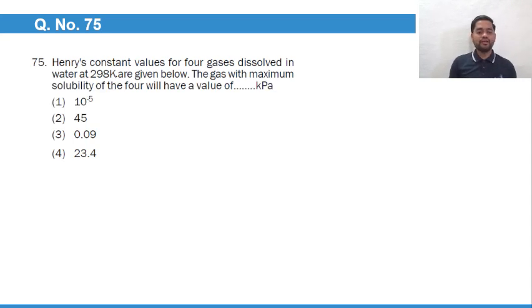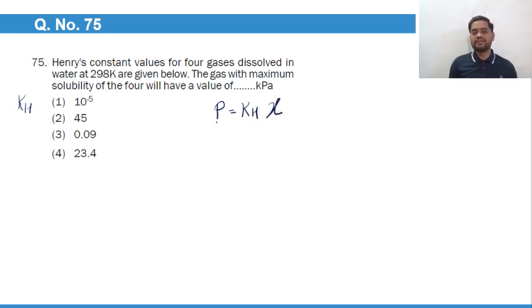75. Henry constant values for 4 gases dissolved in water at 298 Kelvin are given below. So these are the KH values. Gases with maximum solubility of the 4 will have which value? It is pretty much simple. If you remember Henry's law, pressure is equal to K times its mole fraction.